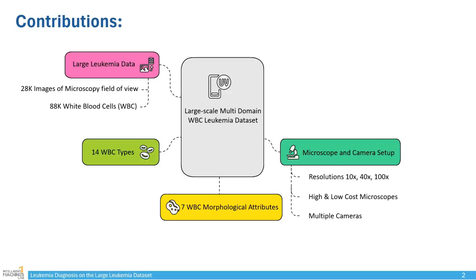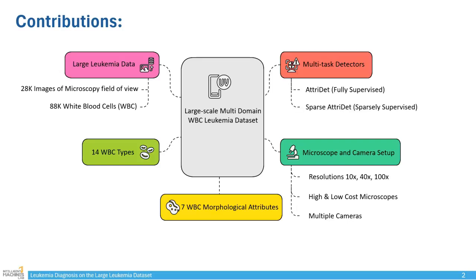For this benchmark, we utilized 2 different cross-spectrum microscopes, multiple cameras and multiple resolutions. Furthermore, to localize and classify the WBCs with the morphological attribute predictor, we propose 2 multitask detectors. One is fully supervised and the other is sparsely supervised.